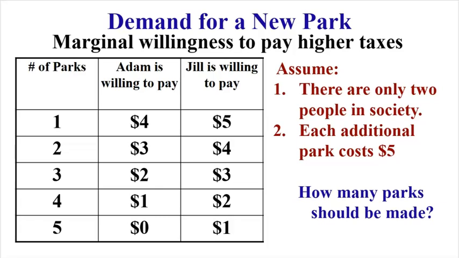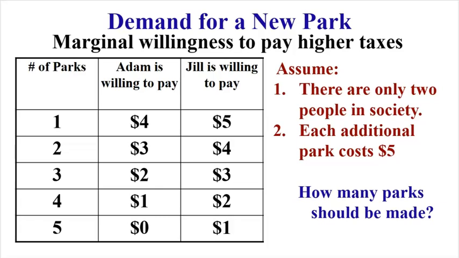Up to this point, we have talked about demand and supply schedules. In this case, we've got Adam and Jill who are willing to pay for a new public park that the government is going to put in. They're asking, how much am I willing to pay in taxes in order to get this park? Adam is willing to pay $4 for the first park, $3 for the second, $2 for the third, and it goes down from there, all the way to $0. He is not willing to pay anything for the fifth park. So just like diminishing returns, we see that taking place here with Adam.